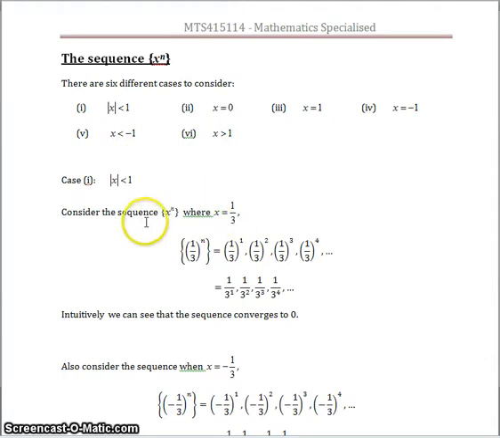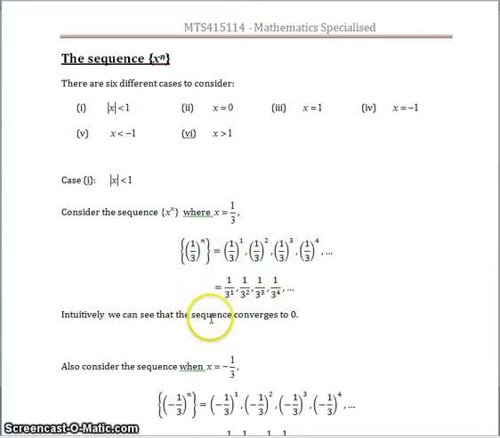So, let's consider where x is 1/3. So, 1/3 to the power of n would be this situation here. If we've got the first term, when n equals 1, we have 1/3 to the power of 1, which is 1/3. Then we've got 1/3 to the power of 2, 1/3 to the power of 3, then 1/3 to the power of 4, and so on.